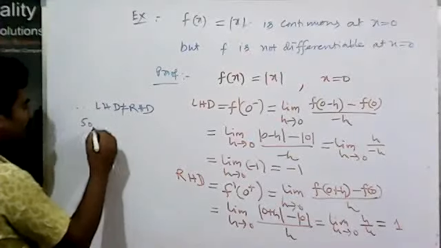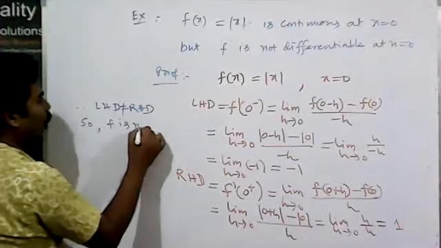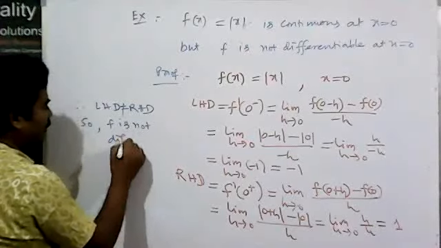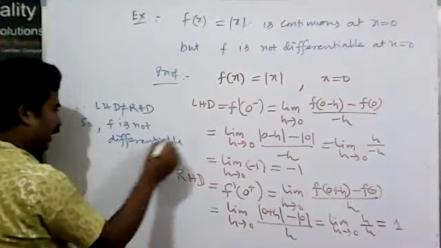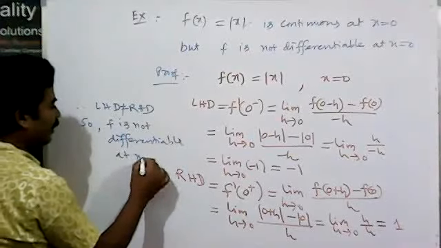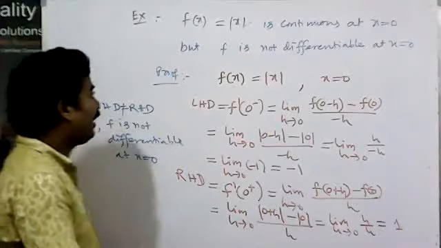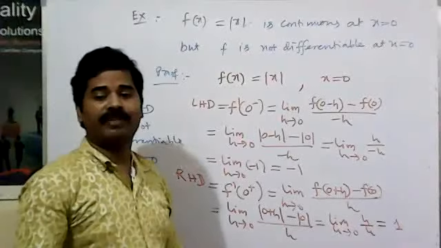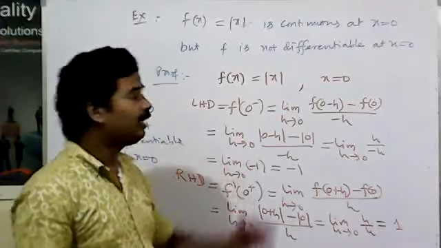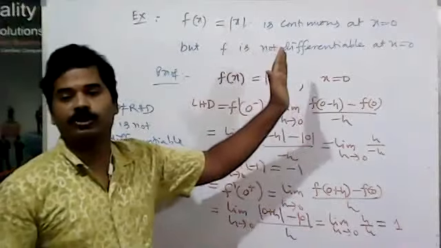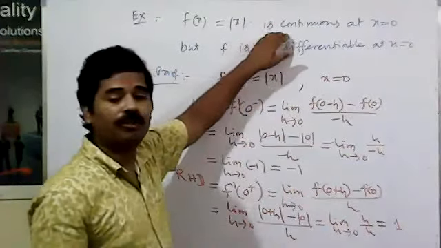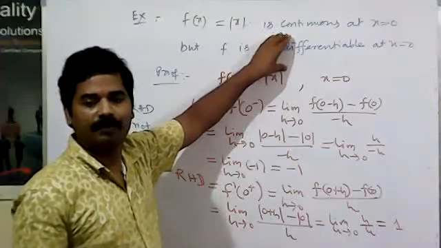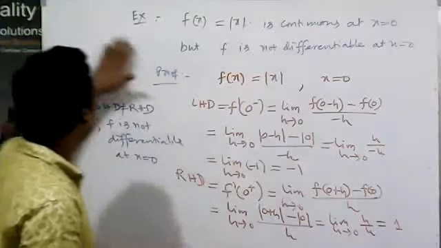So f is not differentiable at x is equal to 0. That means every differentiable function is continuous, but every continuous function is not differentiable. That means the converse is not true.